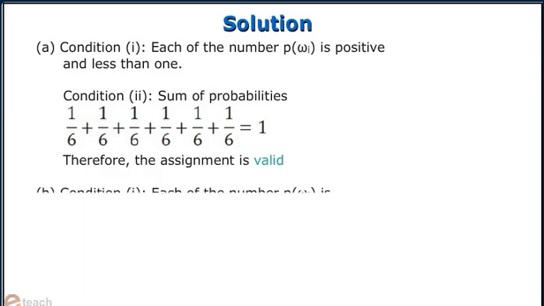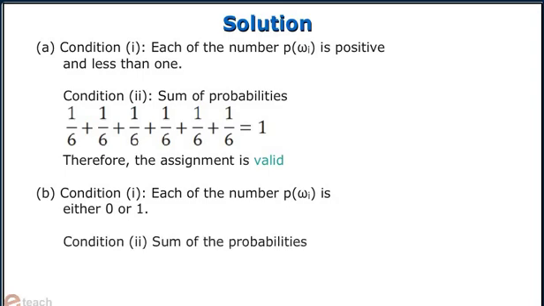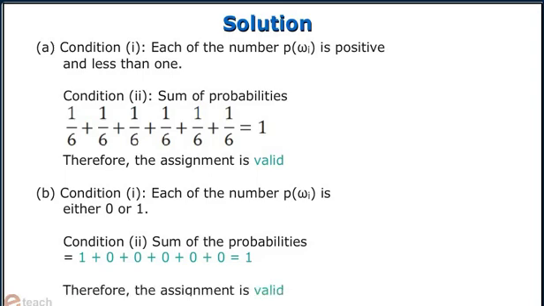Now the second question. B. Condition 1. Each probability of omega i is either 0 or 1. Condition 2. The sum of all the probabilities, that is 1 plus 0 plus 0 plus 0 plus 0 plus 0 equals 1. Therefore, the assignments are valid.